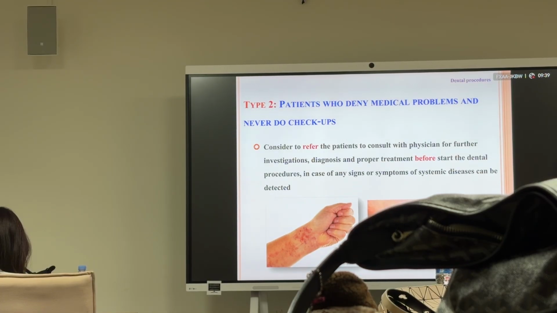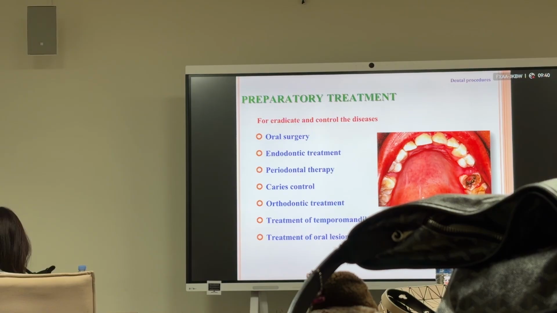This is many ecchymosis or purpura in the hand or in the skin, or multiple petechiae in the mouth. You have to consider, is there any problem about bleeding disorder or not?